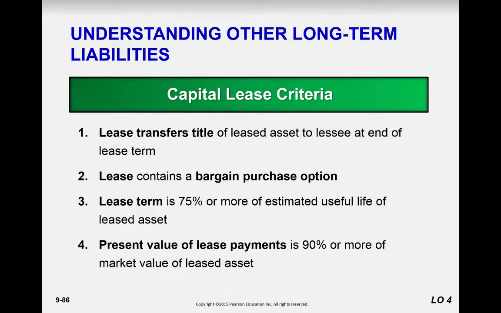So capital leases have several criteria, where they transfer title to the asset at the end. So any one of these four qualifies the lease to be a capital lease. If there's a bargain purchase option, usually that's $1, right? So at the end of the life of the lease, you can purchase the asset for $1. Then the lease term has to be 75% or more of the estimated useful life of the asset. Meaning if the asset has 10 years, and there's a lease for 7.5 years or 8 years, that would qualify. And then your present value of the lease payments is 90% of the market value of the lease.